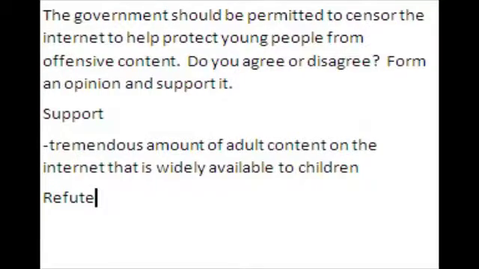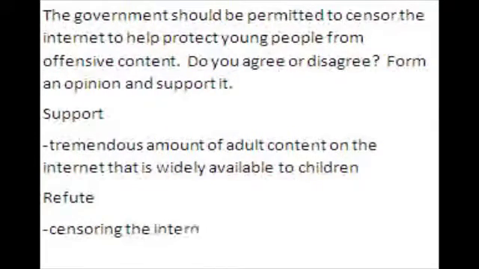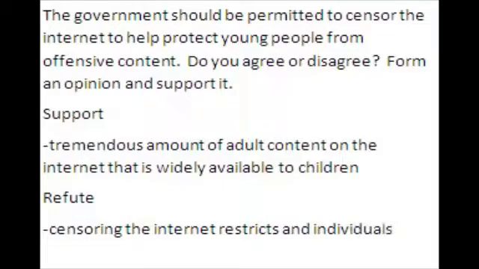And we could think of some other ideas, but let's try to think of some on the refute side, which I think would be a little bit easier to come up with. So one thing could be that if the government controls the internet, well, this restricts freedom of speech. So perhaps an idea that helps to support an essay that would refute this would be: censoring the internet restricts an individual's freedom of speech.